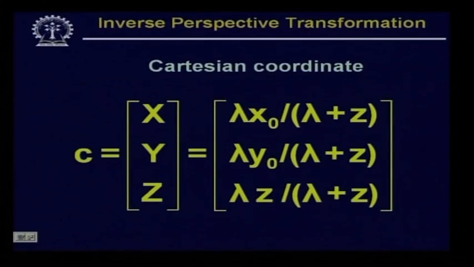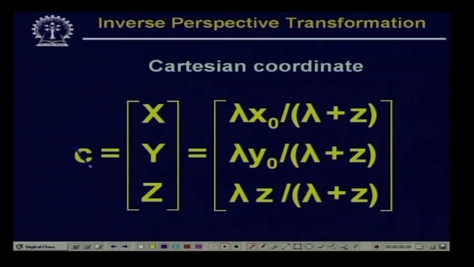After doing this division, what I get in the Cartesian coordinate system is W, sorry, here it is not C, it should be W. So, W equal to x y z, which is equal to lambda x naught divided by lambda plus z, lambda y naught divided by lambda plus z, and lambda z divided by lambda plus z. On the right hand side, all the z's are lowercase, which is the free variable we have assumed for the image coordinate, and on the left hand side, the column matrix x, y, z are uppercase, which indicates that these are the 3D coordinates.